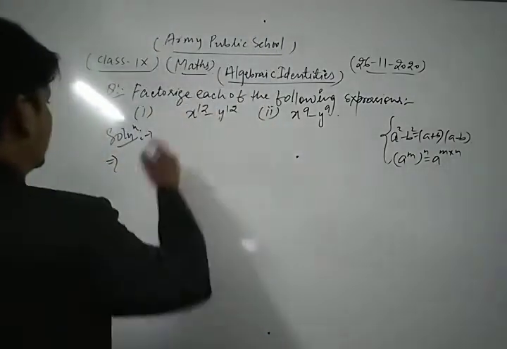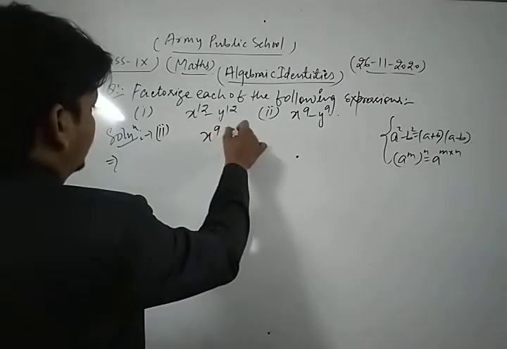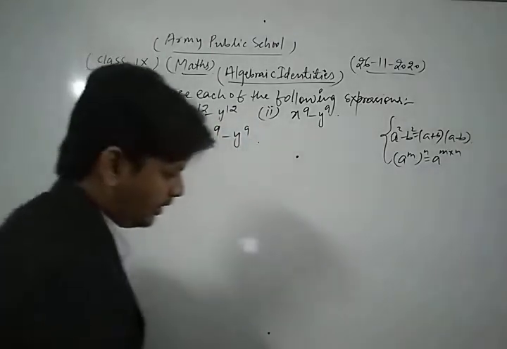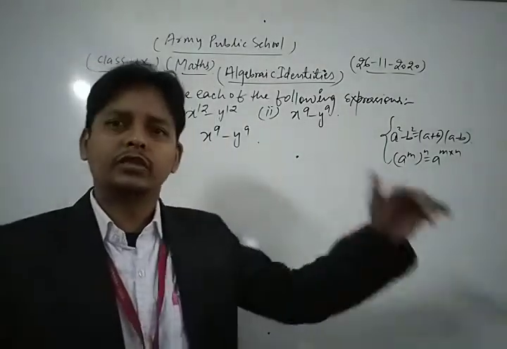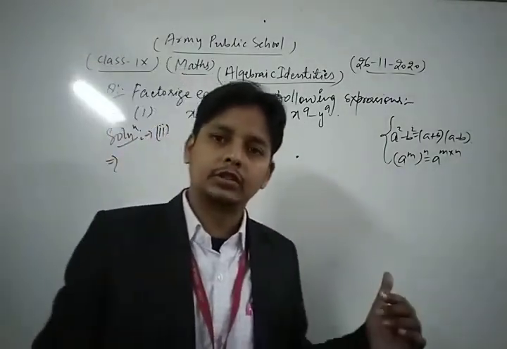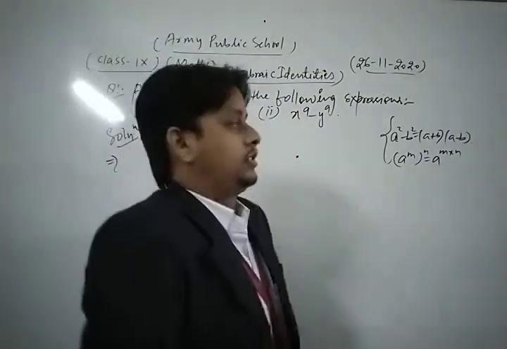Similarly, we take and solve the second part of this question, which is x to the power 9 minus y to the power 9. Now let's see its solution. What is the process to solve that? We solve that question the same as the previous question.